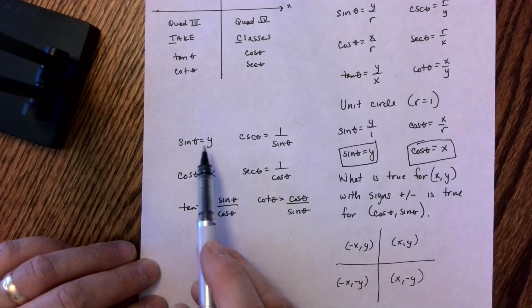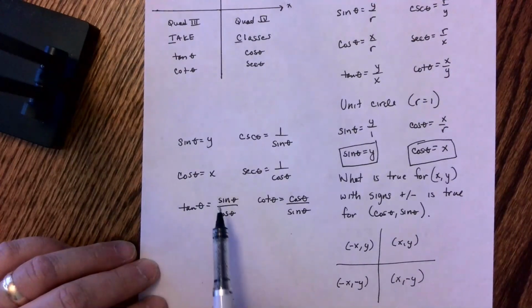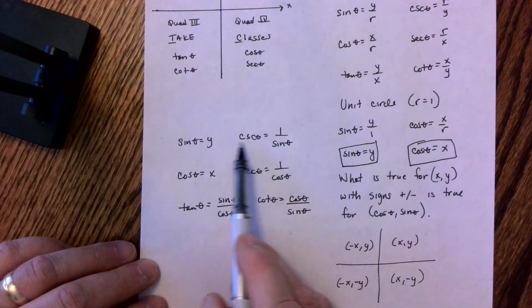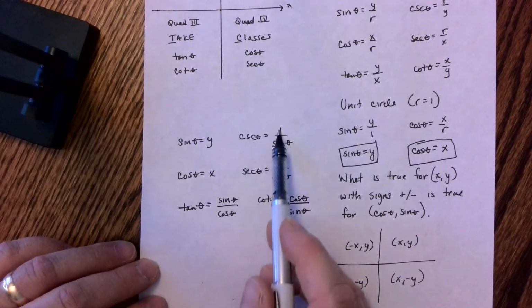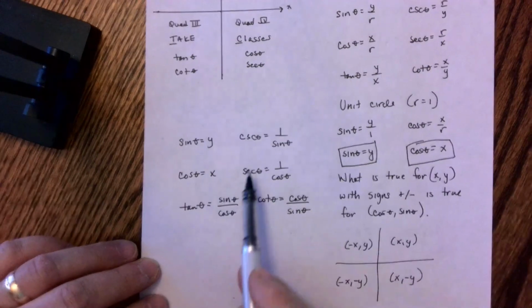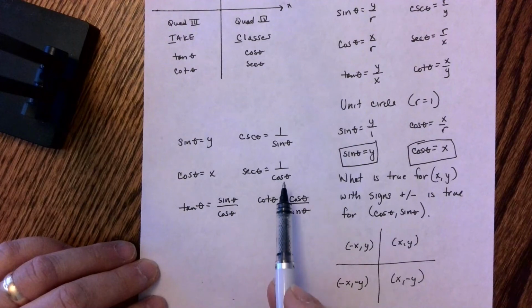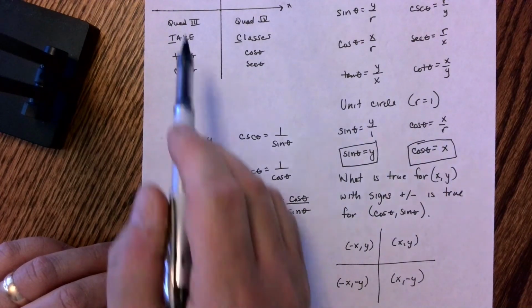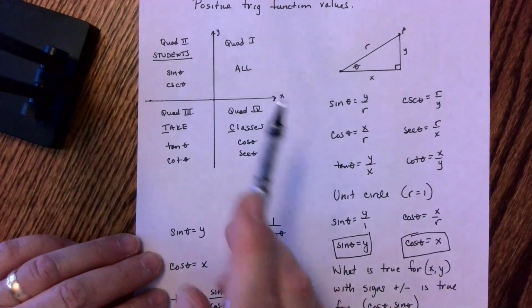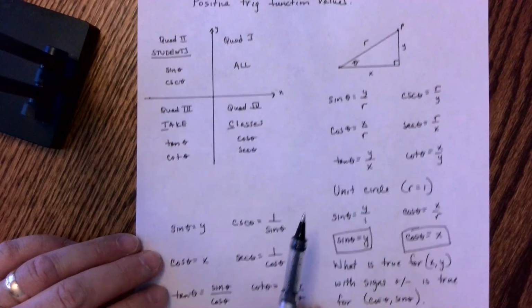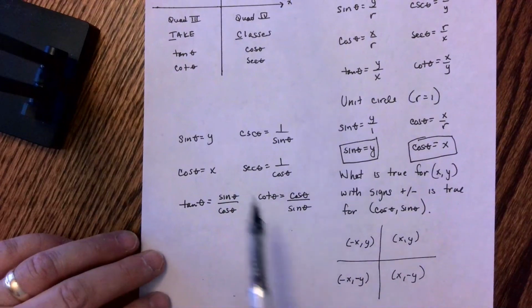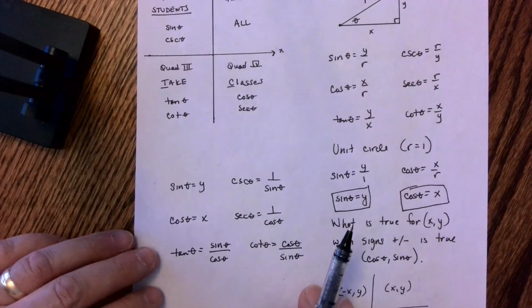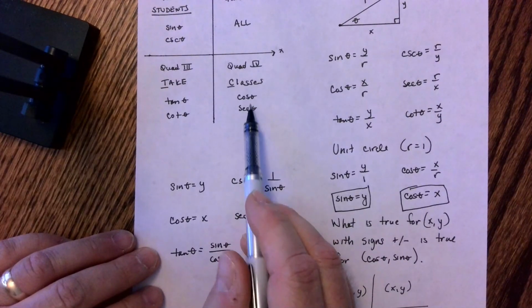So let's recap. My sine is y, my cosine is x. Cosecant can be written as 1 over sine. Secant can be written as 1 over cosine. So as you see, whatever is true for sine will also be true for cosecant, and that's the reason why in quadrant 2, both of those are positive. Whatever is true for cosine would be true for secant, and that's why in quadrant 4, cosine and its reciprocal are positive.